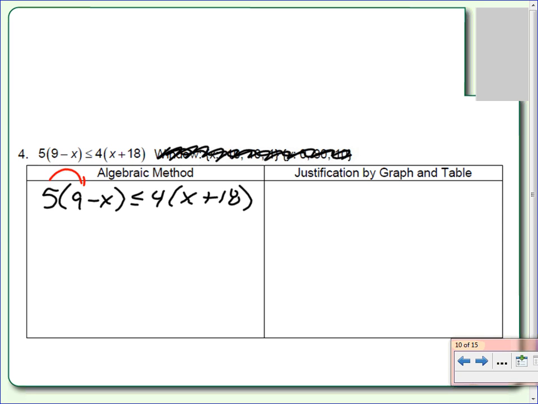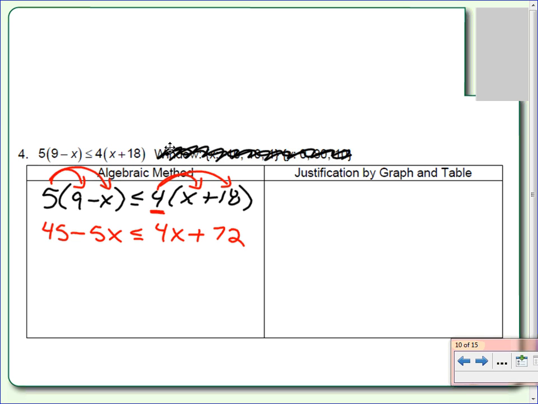Let's start right here. 5 times 9 will give you how much? 45. Take that same 5, but multiply it with your minus x. 5 times minus x is a minus 5x. Then 5 times 2 gives you 10. So you just got rid of one of the parentheses. Do the same thing on the other side. Take the 4 and distribute. 4 times x gives you 4x. What do you get when you multiply 4 times 18? 72. So there's the first step, distributive property.